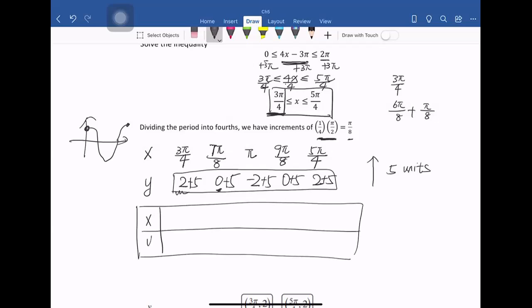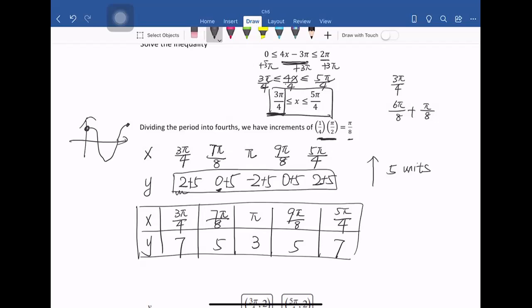point x, y. 3 pi over 4, that's 7. 7 pi over 8, the y value is 5. Pi, that's 3. 9 pi over 8, that's 5. 5 pi over 4, that's 7. So right now, these are the points we are looking for.